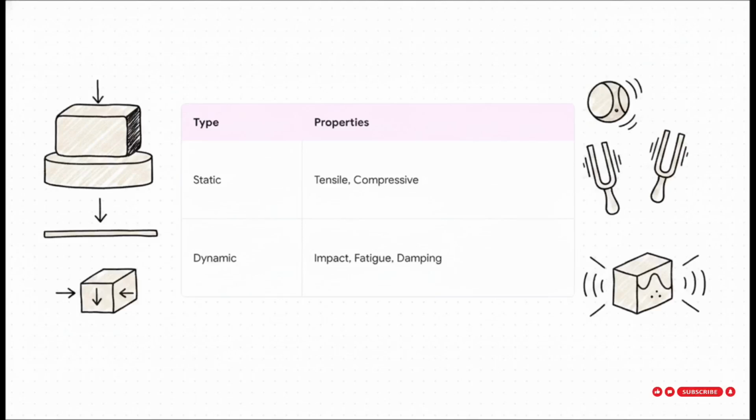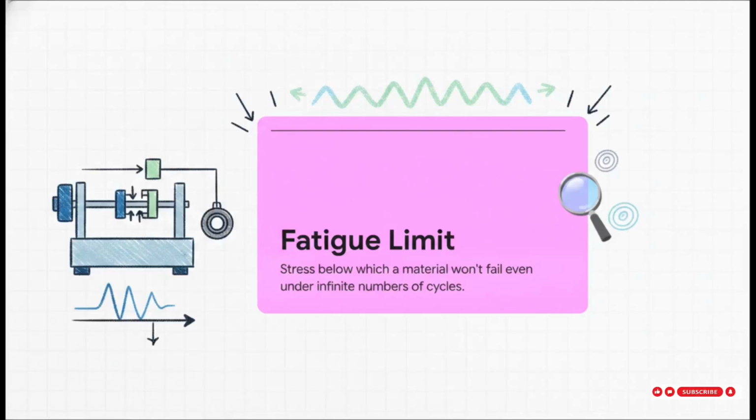In the real world, you have to remember your materials aren't just holding dead weight. They are constantly bouncing, vibrating, and pulsing. So when we talk about those pulsating loads over time, we really have to define fatigue, and specifically the endurance limit. This is the stress level below which a material will absolutely not fail, even if subjected to an infinitely large number of stress cycles.